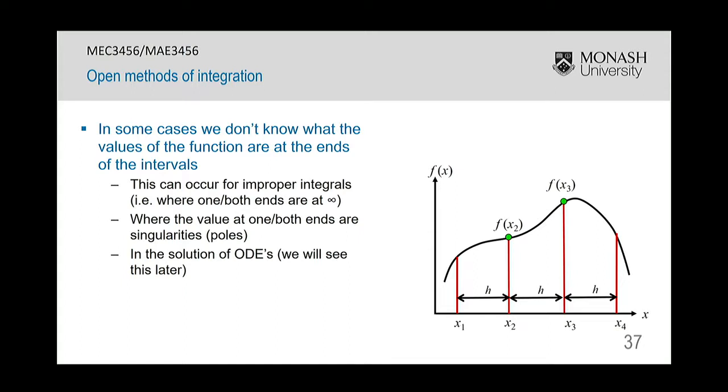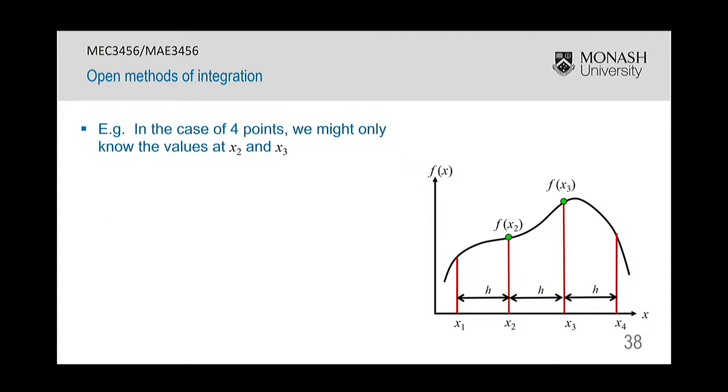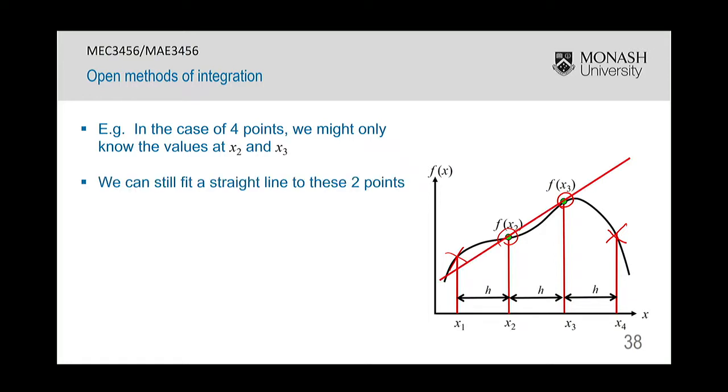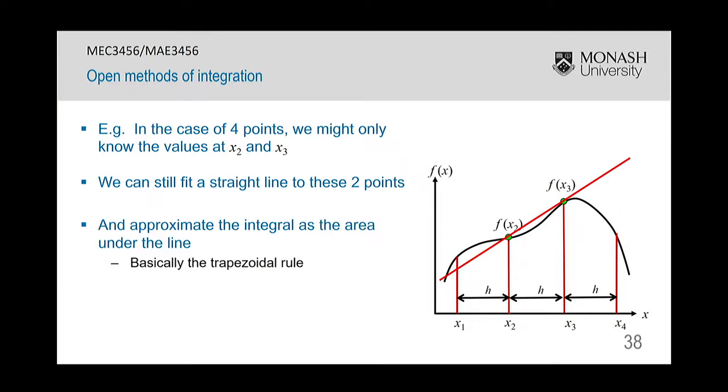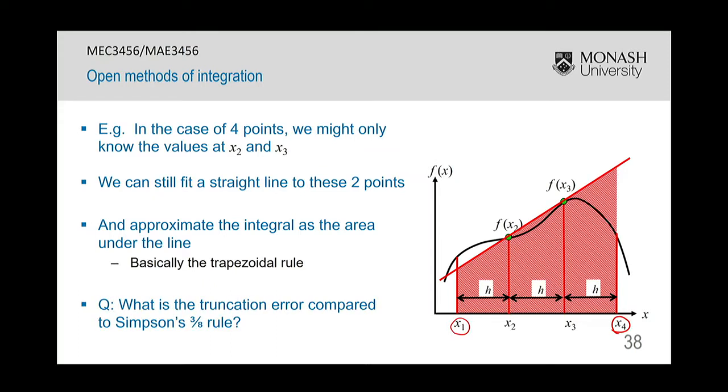So we don't always have the data values that we might need at the endpoints, but that doesn't stop us from using the Newton-Cotes idea. So let's have a look at the case of 4 points, and imagine that we only know the values at the middle points x2 and x3, and we don't have the values at x1 and x4. We can still fit a straight line to the 2 points where we do have data values. And we can approximate the integral as the area under this line, integrated from x1 to x4. So that region there.